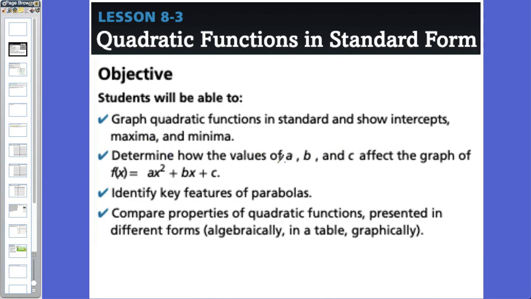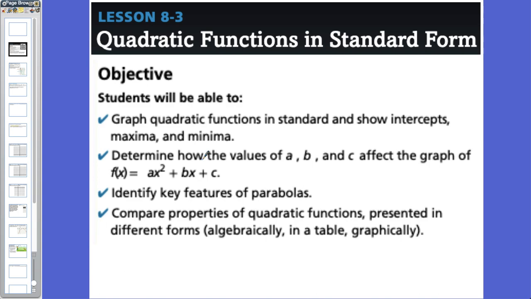We're going to determine how the values of a, b, and c affect the graph. It's a little less obvious than with vertex form when we have those h and k values, and it's very predictable where the h and the k go. To me, it's a little less obvious with these in some ways, but I think we'll still see some relationships between those numbers and how the graph moves.